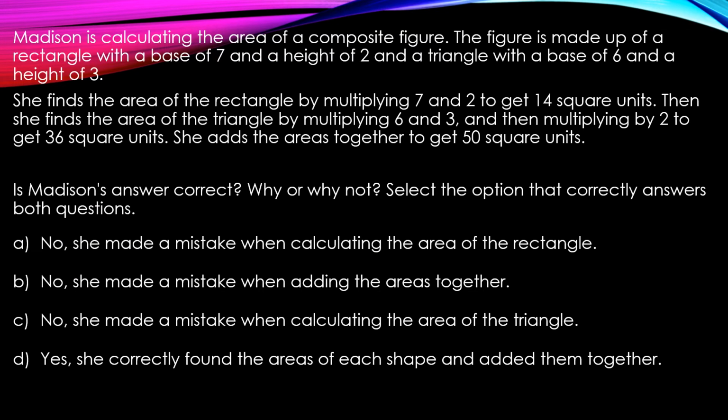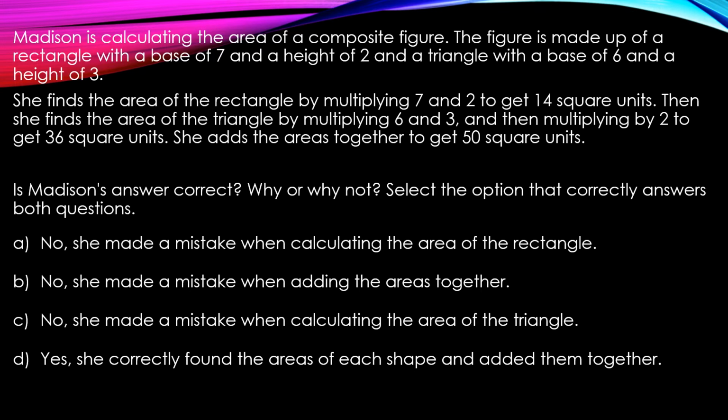Alright, so Madison is calculating the area of a composite figure, and the figure is made up of a rectangle and a triangle. So she finds the area of the rectangle by multiplying 7 times 2 to get 14. So that's good. And then she finds the area of the triangle by multiplying 6 times 3 and then multiplying by 2 to get 36. And then she adds them together. So what mistake did she make?